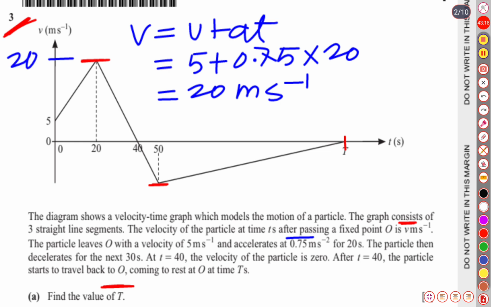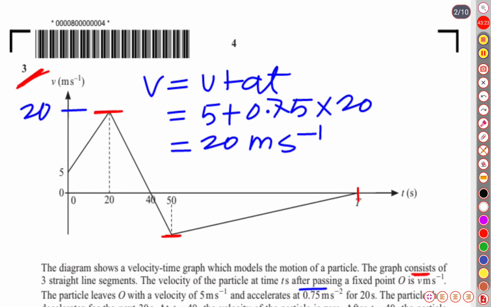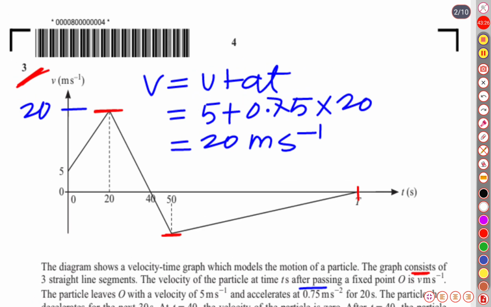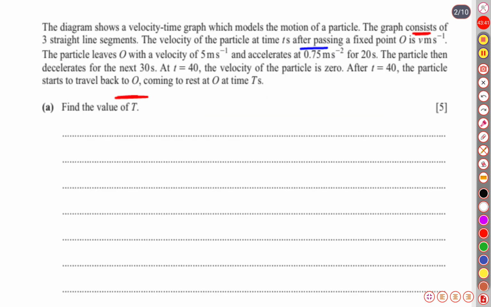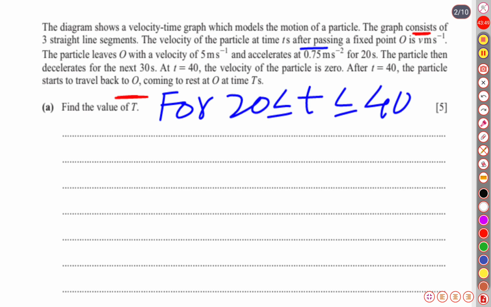Now we should know this. Above this I can write, this is for the first 20 seconds. Now for the second part, from 20 seconds until 40 seconds, we'll have to find the acceleration. This is also a deceleration. We are going to apply the same concept, v is equal to u plus at.